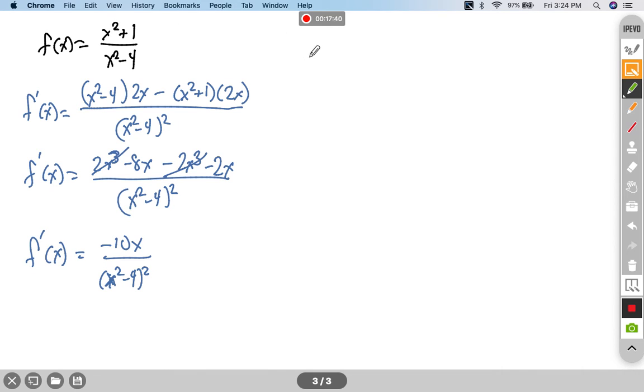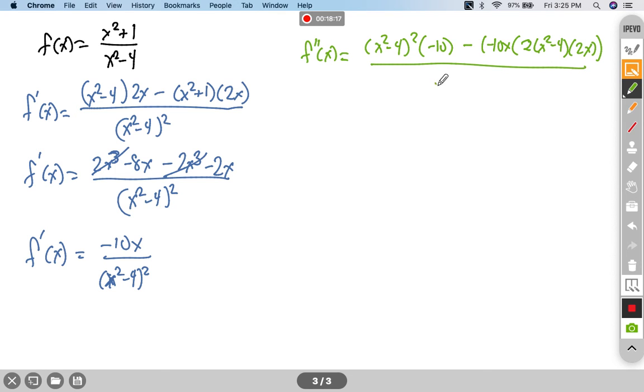Now let's go to our second derivative. So we go x squared minus 4 squared times the derivative of the top, minus the top times the derivative of the bottom. Don't forget, that's a chain rule. 2 times x squared minus 4 to the first power times the derivative, 2x. All of this is over x squared minus 4 now to the fourth power.